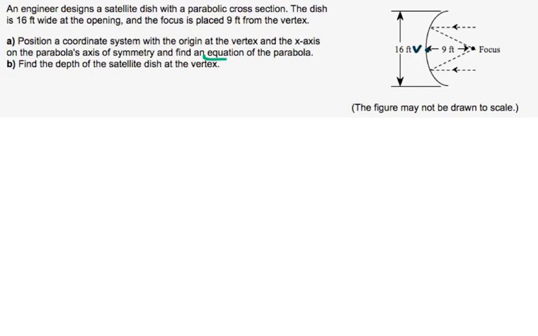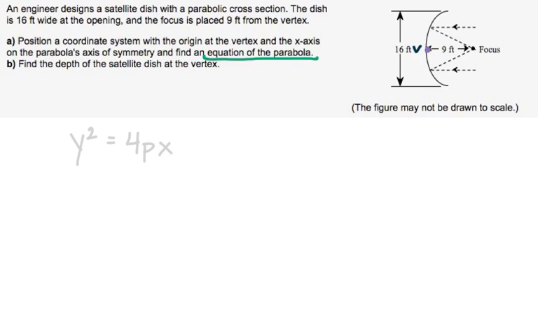We need to position a coordinate system so that we can determine the equation of this parabola and then find the depth of the satellite dish at the vertex. First thing we want to recognize is that this is a horizontal parabola opening to the right with a positive p. So an equation we might use would be y squared equals 4px. Now, I don't need to apply my h and k because I'm going to set my vertex in this situation to be right here at 0, 0.